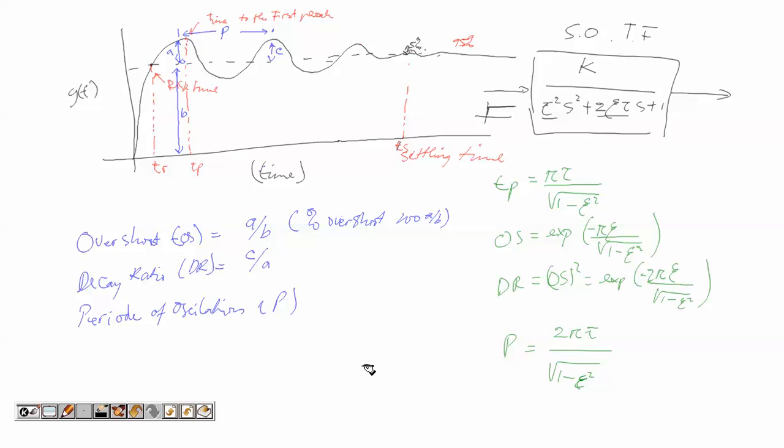Okay, so that's all for the step response of second order systems. I hope you can follow this material, and if you do not understand, please repeat and repeat again.